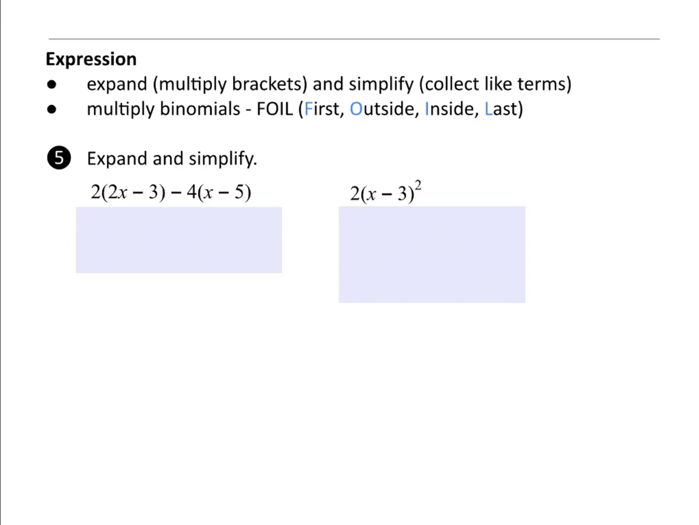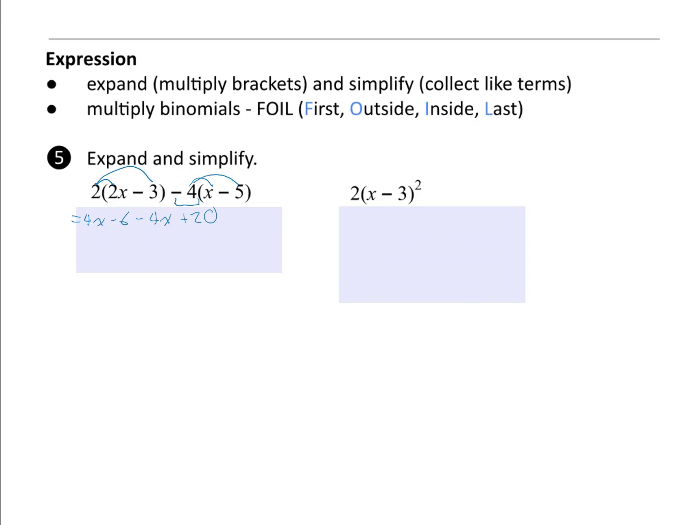So the first one, we're not using FOIL, we're just expanding the brackets. Let's expand the first bracket. 2 goes into both terms, so 2 times 2x gives us 4x. 2 times negative 3 gives us negative 6. And then when we expand this in, we have to be careful because it's negative 4 that we're expanding in. So negative 4 times x gives us negative 4x. I forgot my equal sign at the start. Negative 4 times negative 5 gives us positive 20. So we're left with positive 20 there.